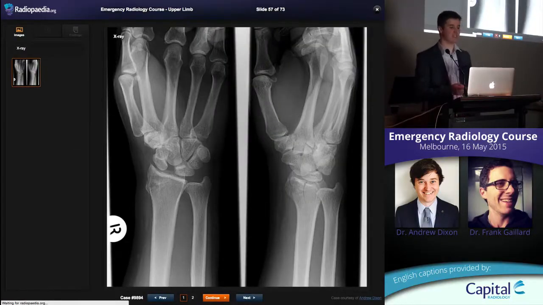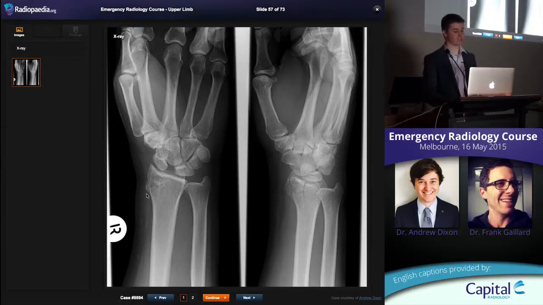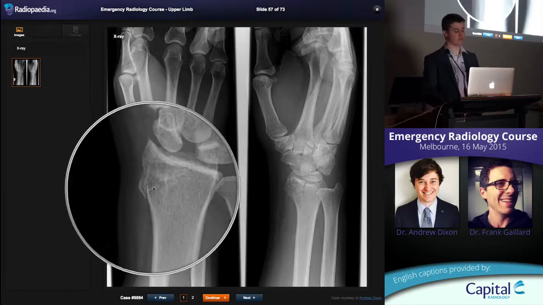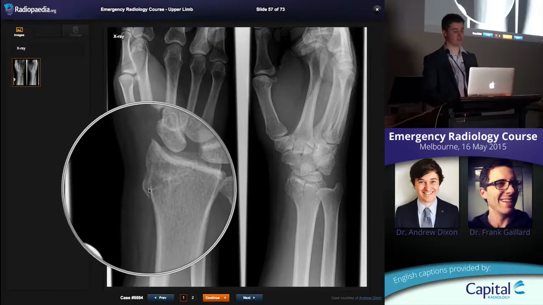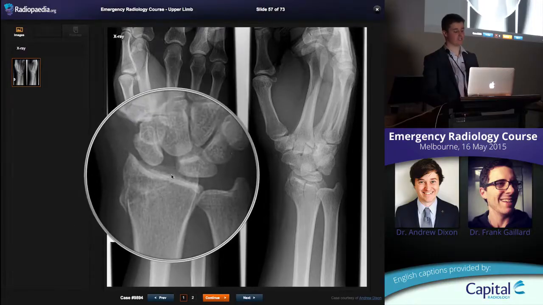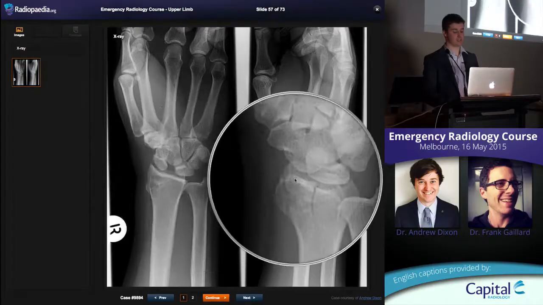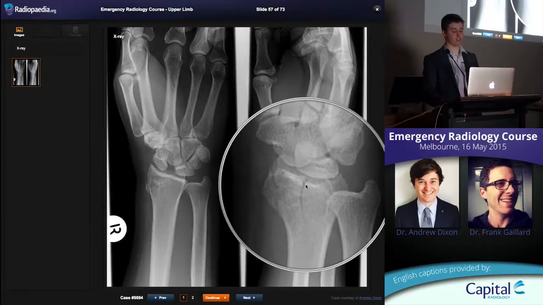With this case, probably about everyone spotted the fracture of the distal radius. This one's through the radial styloid. Okay, fracture here, a little bit comminuted, so it's in parts comminuted, and it's definitely extending into the joint. You can see a slight disruption of the articular surface here, so an intra-articular fracture of the distal radial styloid.